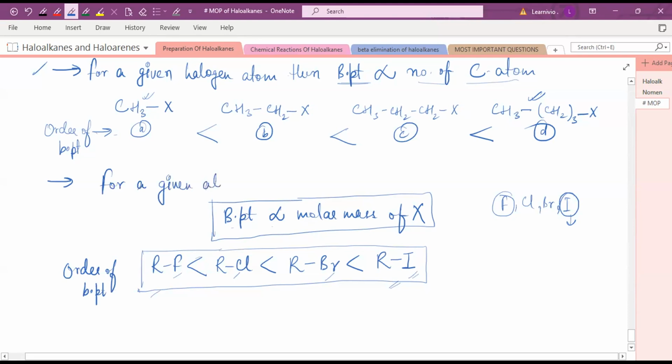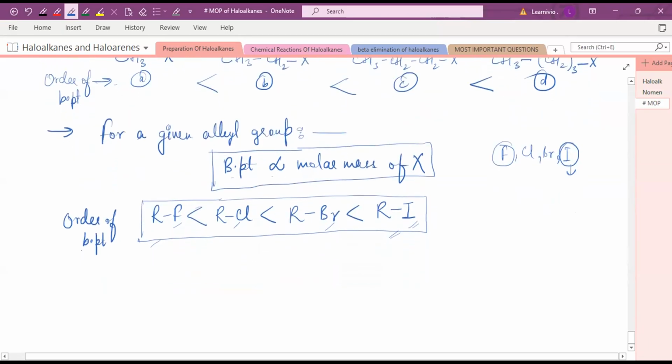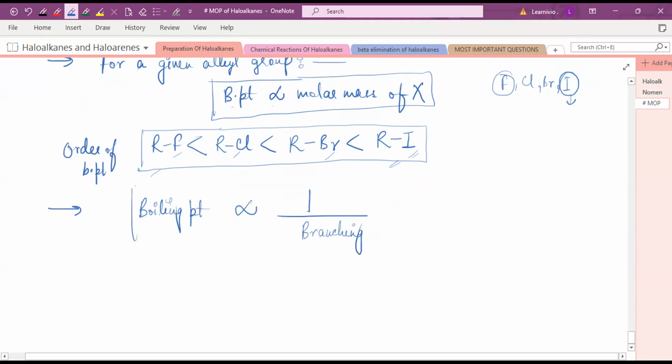For a given alkyl group, the boiling point is directly proportional to the molar mass of your halogen. And one more point: just keep in mind, boiling point is inversely proportional to branching. More the branching, less will be the boiling point. Remember that.